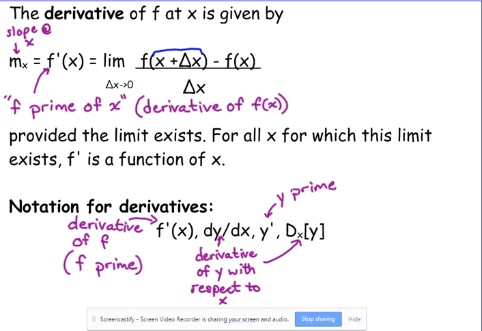So just be familiar with these concepts. That's all I need you to worry about this week. And then starting next week, we will get into actually calculating and finding some of these derivatives.